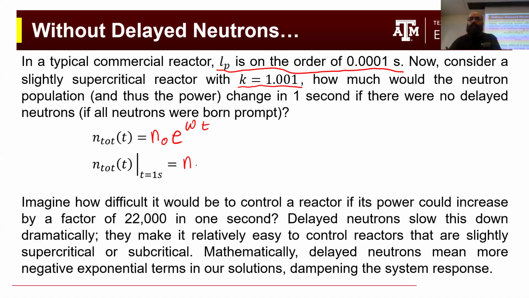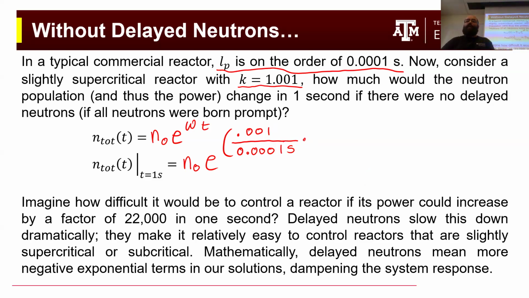So it's going to look like n naught times e. Inside of omega, we're plugging in what we had before, which was k minus 1 over l_p. And if k is 1.001 and I'm subtracting 1, then in the numerator I'm going to have 0.001. That's k minus 1. And then in the denominator, I have l_p, which was 0.0001, and that has units of seconds downstairs.